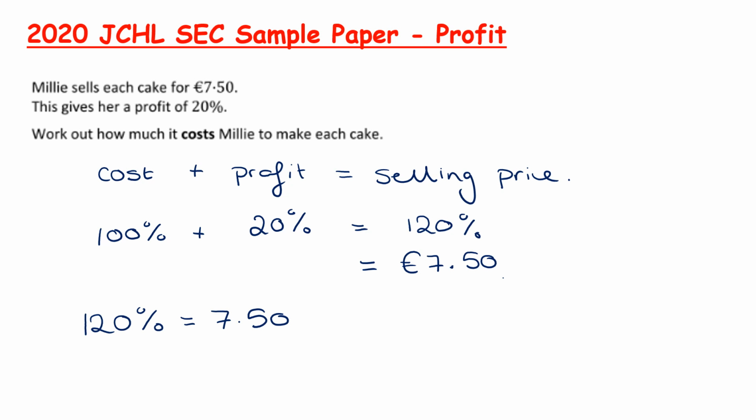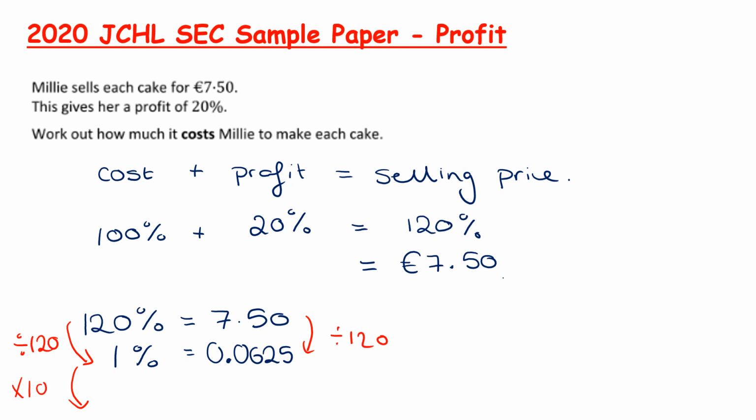Now we have a few different ways we can work with this. We can say, let's find 1%. So to find 1%, we're going to divide by 120. Whatever you do on this side, you're also going to do on this side. Be careful with your rounding here. So 750 divided by 120, we get 6.25 cents... 0.0625. Don't round if possible. I now want to get 100%. So what I'm going to do is multiply this by 100. And when I multiply that by 100, I end up with 6.25. So that's how much it costs Millie to make each cake, €6.25.